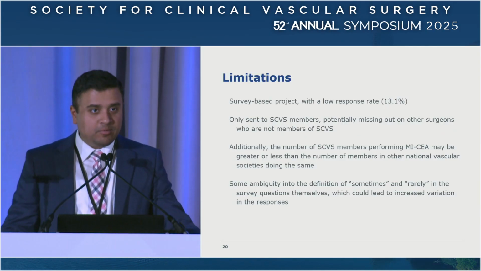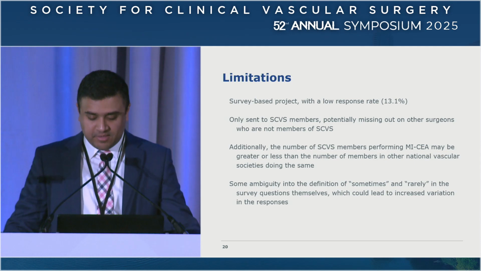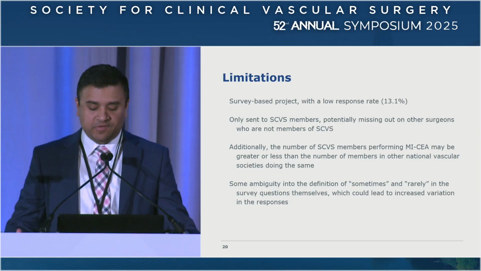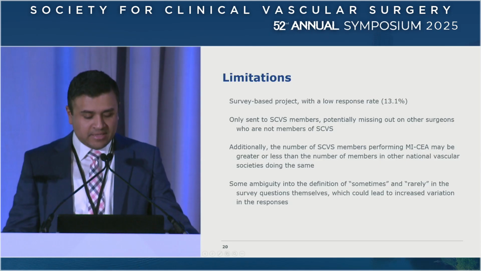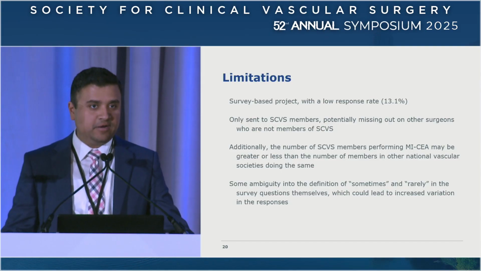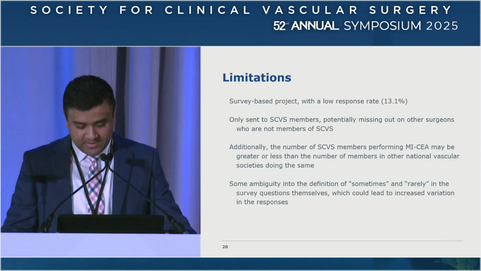This study does have some notable limitations. It is a survey-based study with a low response rate. It was also only sent to SCVS members, potentially missing out on other surgeons who are not SCVS members or members of other societies. And lastly, there is some ambiguity in the definition of sometimes and rarely used in the survey questions themselves, which could lead to increased variation in the responses.